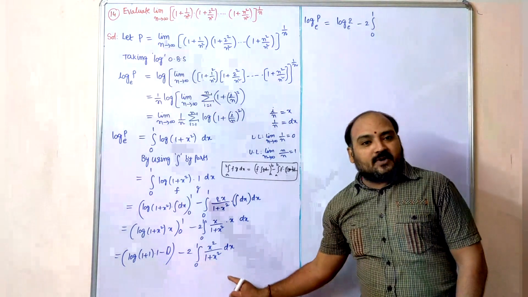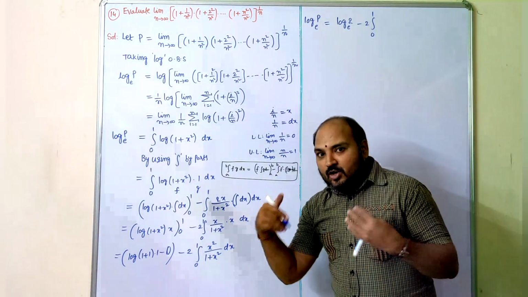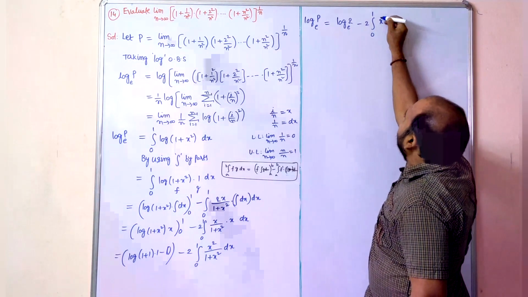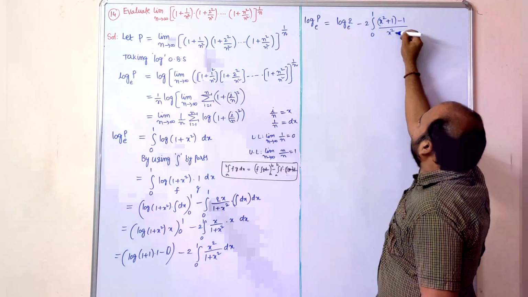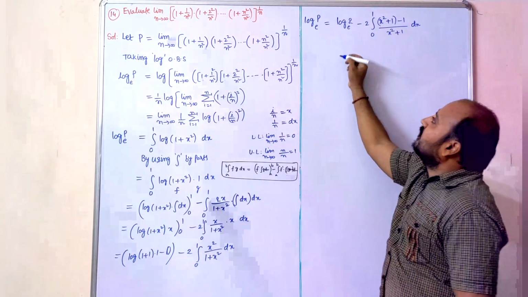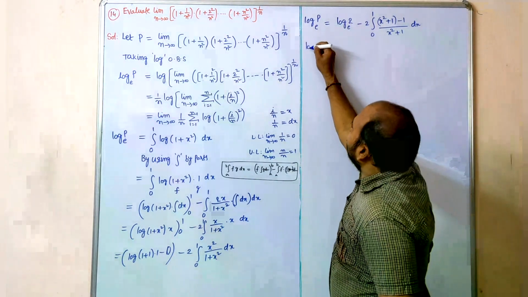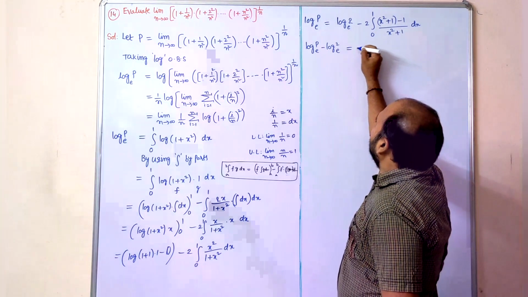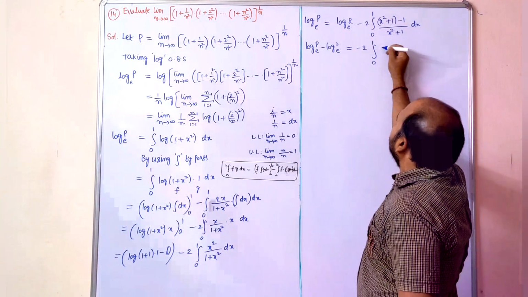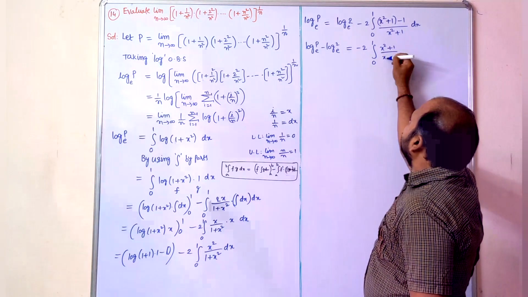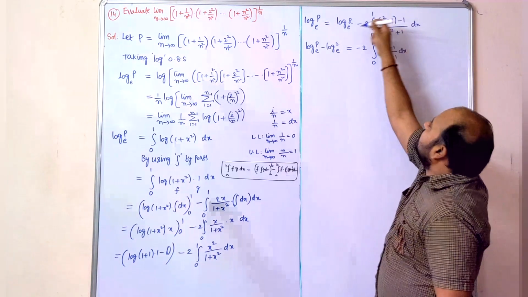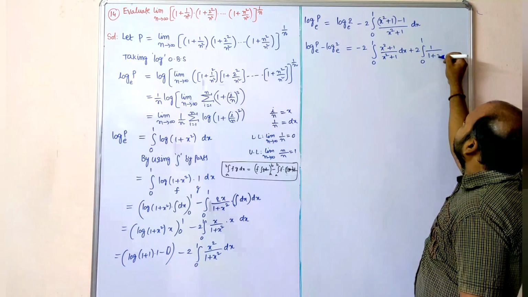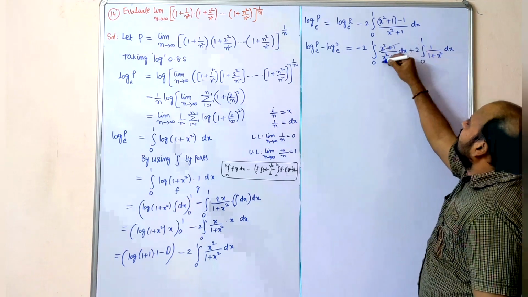Here x square is there, here 1 plus x square is there. So I want to convert the numerator in terms of the denominator. Adding plus 1, subtracting minus 1: x square plus 1 minus 1 by x square plus 1 into dx. So the log 2 to the base e also we can take this side. Log p to the base e minus log 2 to the base e is equal to minus 2 into integral 0 to 1 x square plus 1 by x square plus 1 into dx. Minus into minus is plus, 2 into integral 0 to 1 1 by 1 plus x square into dx. These two will be cancelled.